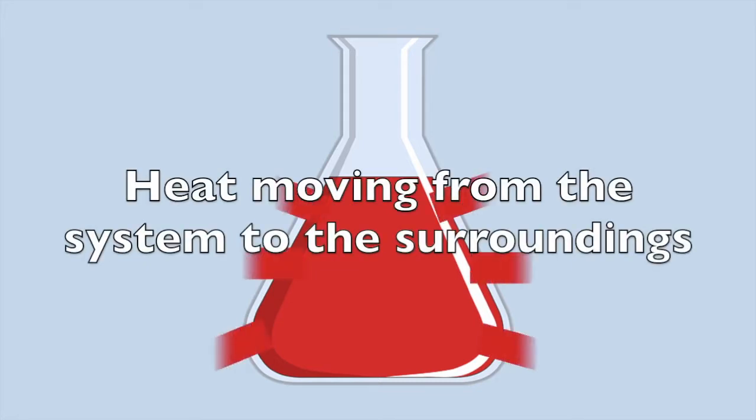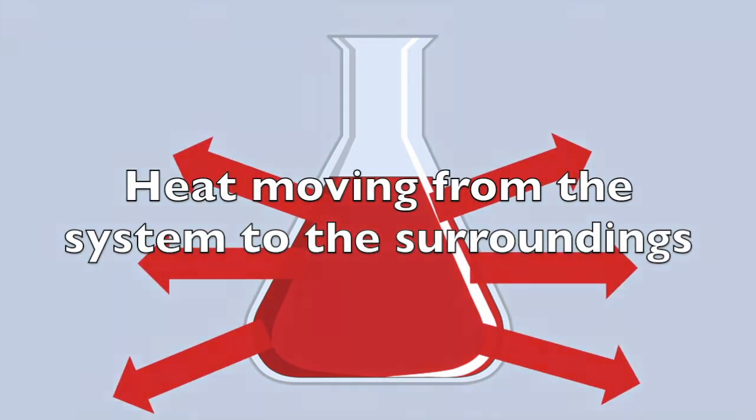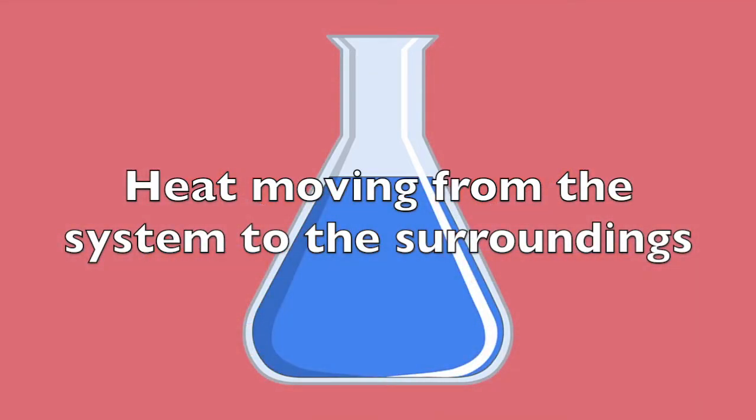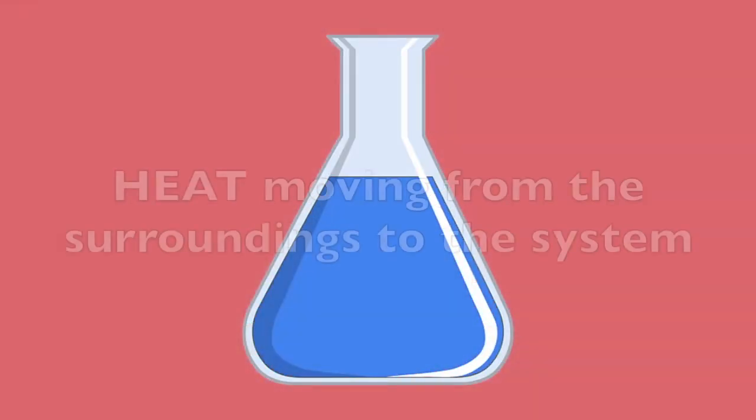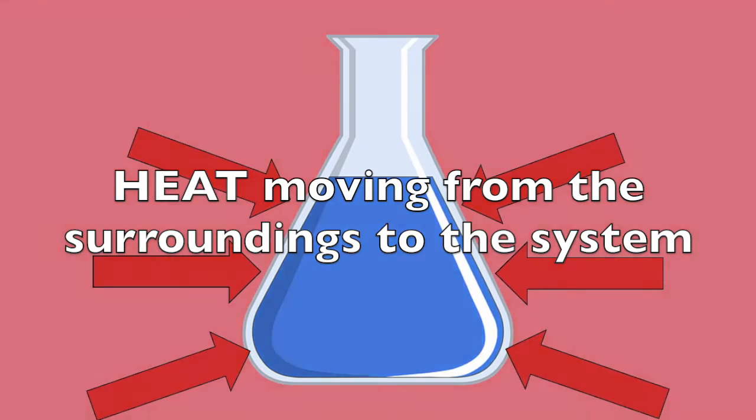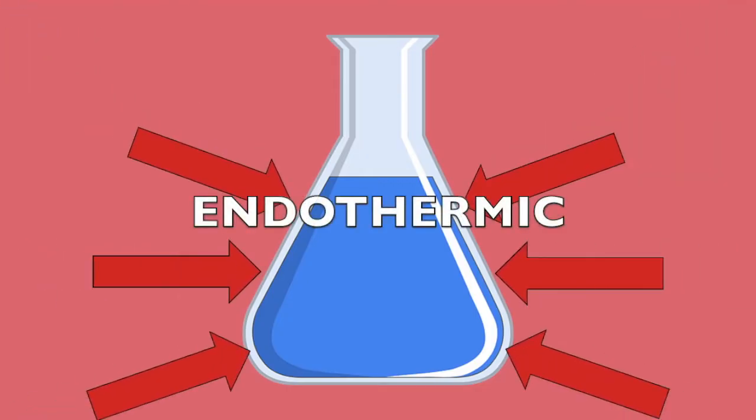We often talk about heat moving from the system to the surroundings, and that would be an exothermic process, or from the surroundings to the system, and that would be an endothermic process. Heat is measured in joules, and it is represented by the letter Q.